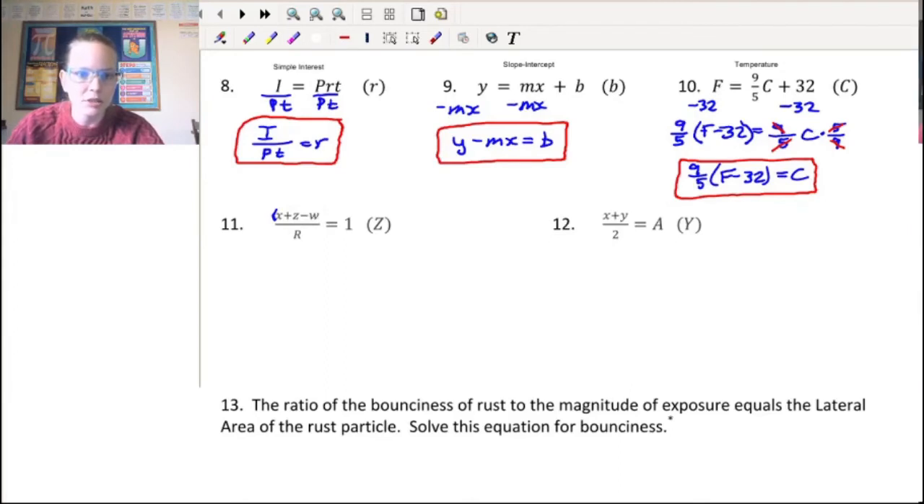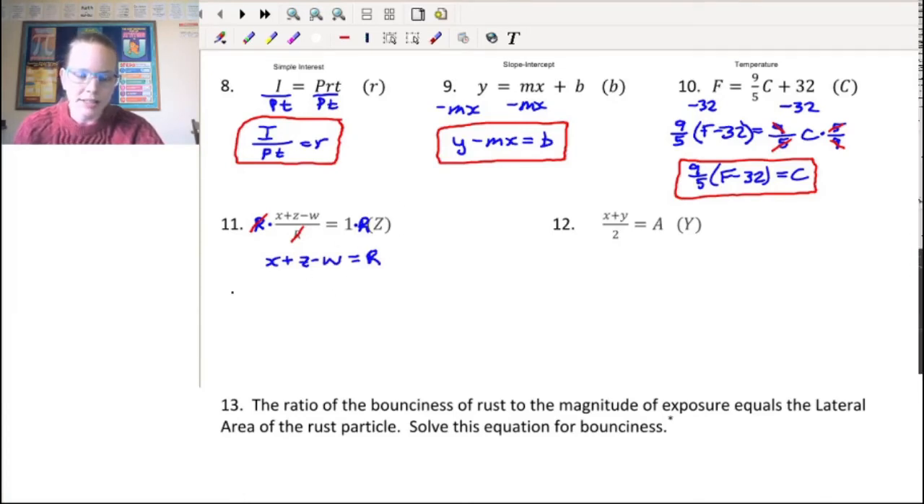So I'm going to erase those invisible parentheses, but remember that they're there, which is why I don't deal with the plus x and the minus w first. I'm going to deal with the r first. So to get the z by itself, r is being divided, so I'm going to multiply it up to both sides. On the left-hand side, my r that I'm multiplying and my r that I'm dividing cancel out nicely, and I'm left with x plus z minus w, and a 1 times r on the right-hand side is just an r.